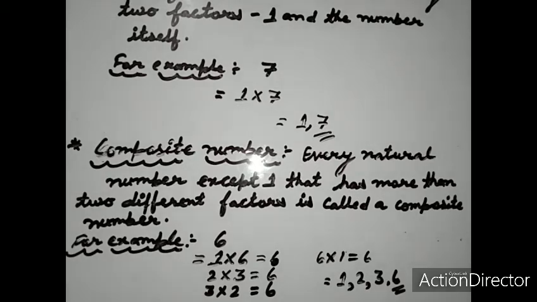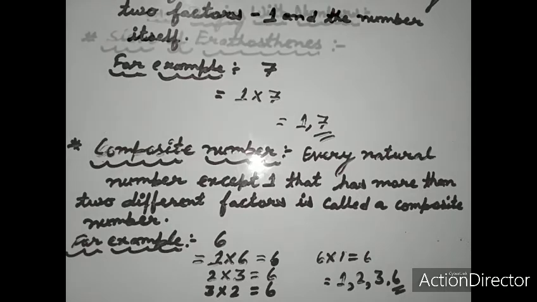So composite numbers are those numbers which have more than 2 factors. These types of numbers are known as composite numbers.